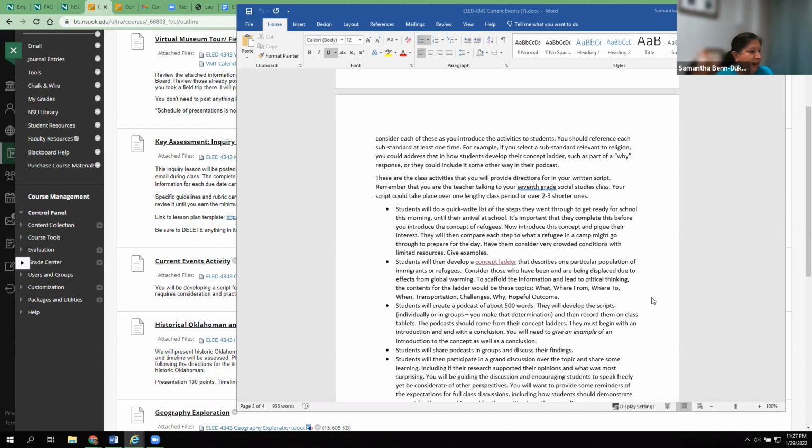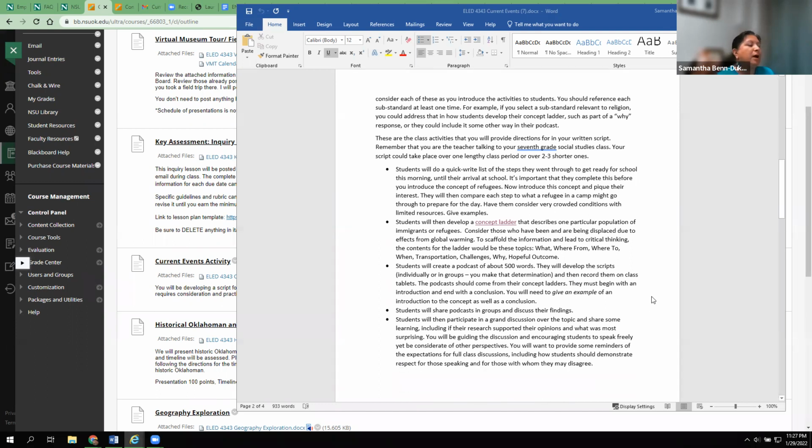After they do the concept ladder, you're going to give them directions for creating their own podcast, just a short podcast of about 500 words. I would recommend that they work in pairs or small groups, but that's up to you as the teacher. Let them know that they're going to record themselves on the class tablets, and their podcasts will come from their concept ladders. So they may want to be somewhat detailed in their concept ladders so they have plenty of information for their podcast. They must begin with an introduction and end with a conclusion.